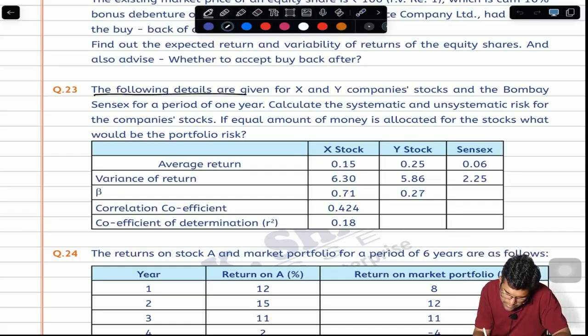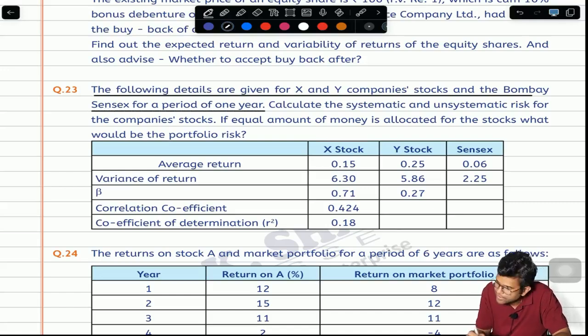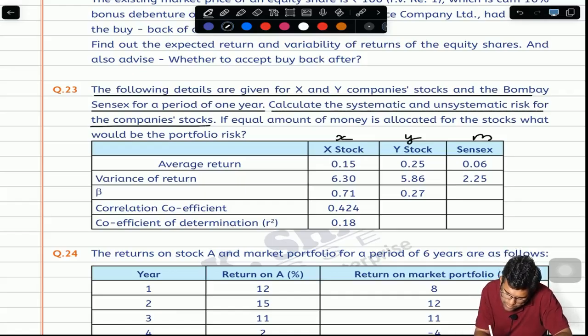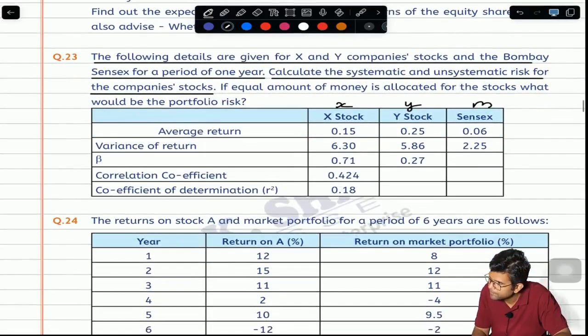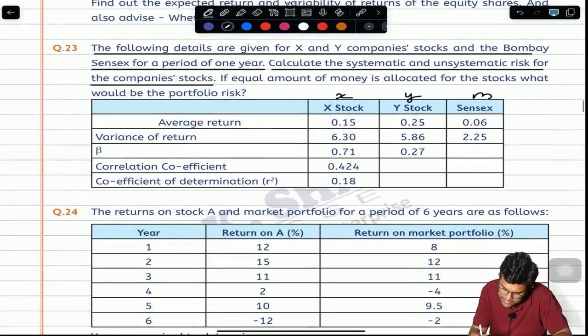The following details are given for X and Y company and the Bombay Sensex for a period of 1 year. This is X, this is Y, this is M. Understood na? Market. Calculate SR and USR for the company stocks. Ready? Look at the screen.